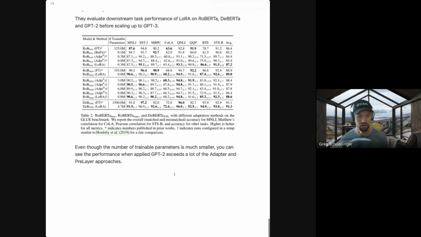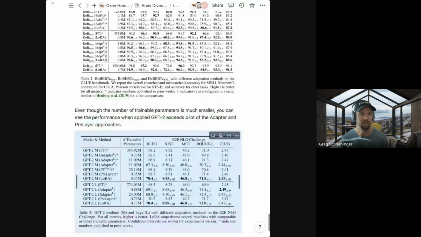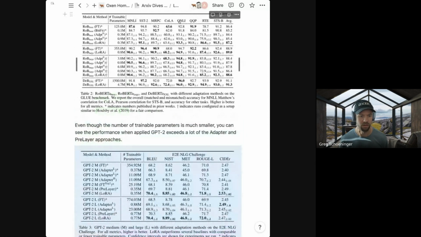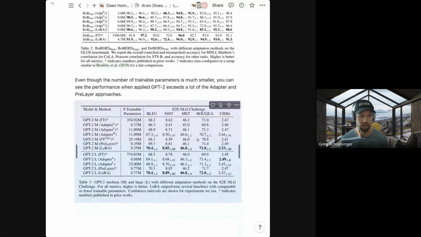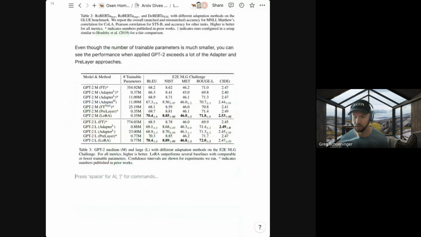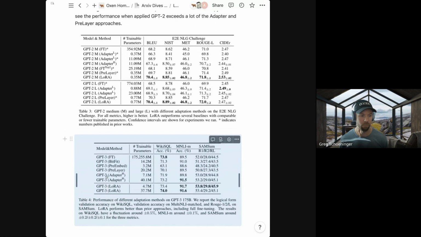These are all the BERT models. They also do it on GPT-2 and compare it to the adapter layers as well. It's interesting because they use a bunch of different data sets when they're fine-tuning RoBERTa and DeBERTa, and then they switch to GPT-2 and they switch the evaluation metrics. Not fully sure why they did that. And then they switch the evaluation metrics again when they go to GPT-3. They do WikiSQL, MNLI, and a summarization data set. So it's not really apples to apples between GPT-2, GPT-3, and RoBERTa.